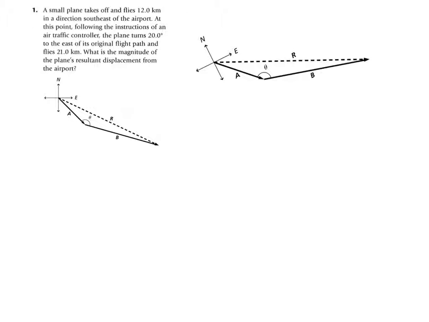that we need to put in A being our 12 kilometers, and B being 21 kilometers. We can see where that 20 degrees comes into play now. I'll use a blue line for the 20 degrees on what I'm talking about with this 20 degree turn.